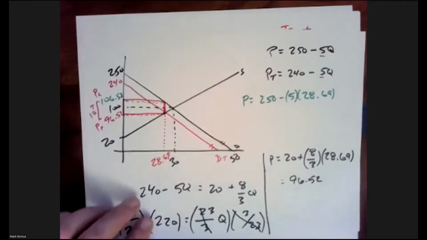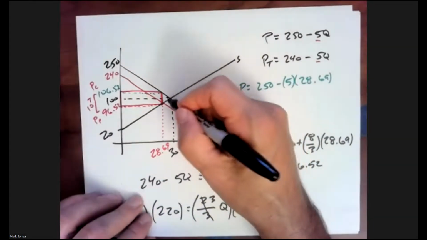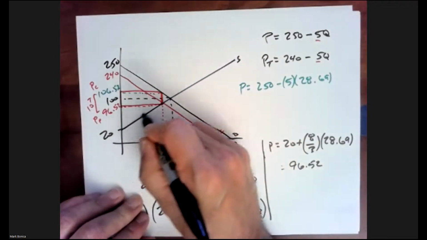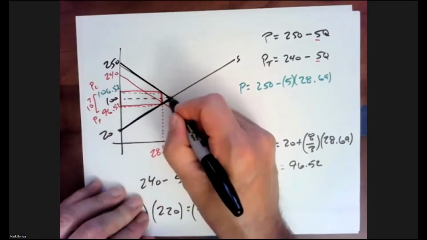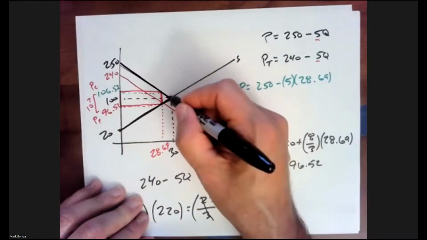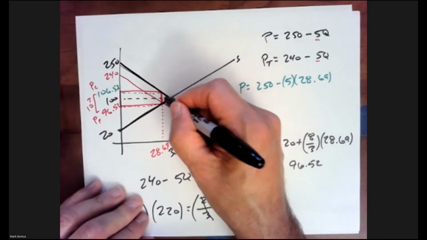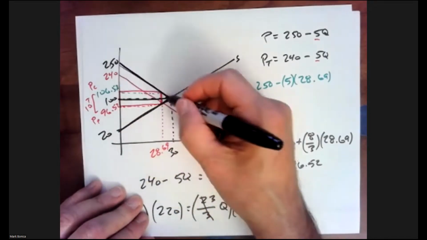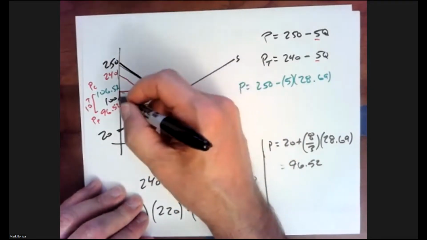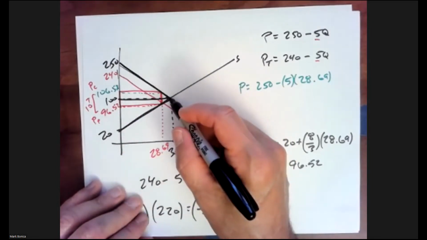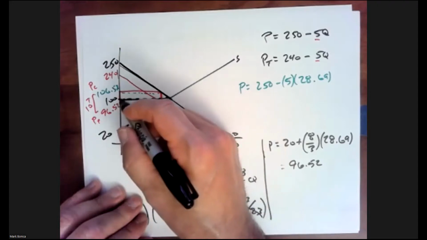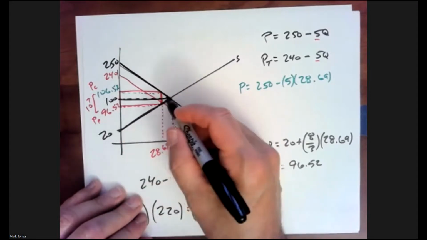Now remember, before the government got involved, we produced this much stuff, right? We were all the way over here. And the consumer surplus was the amount below the demand curve and above the price. That would have been it. The producer surplus was the amount below the price and above the supply curve.